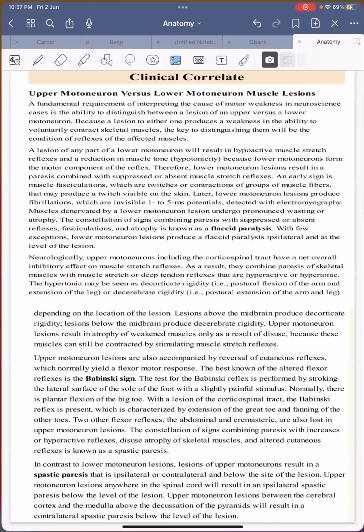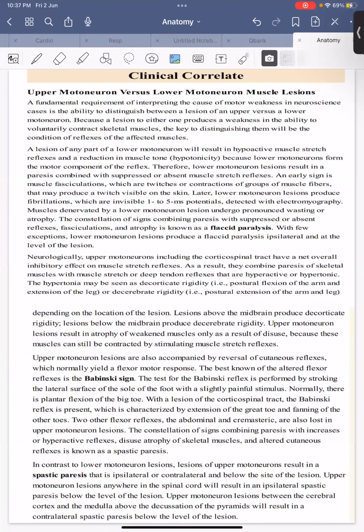Okay, guys, so we already talked about upper motor and lower motor neuron systems. Now we'll talk about the upper motor and lower motor neuron lesions, lesions involving your upper motor neuron, like the corticospinal tract, and the lower motor neuron, which is the anterior horn of the gray matter. Okay. So the important thing is you have to see how to differentiate between the upper motor and lower motor neuron lesion.